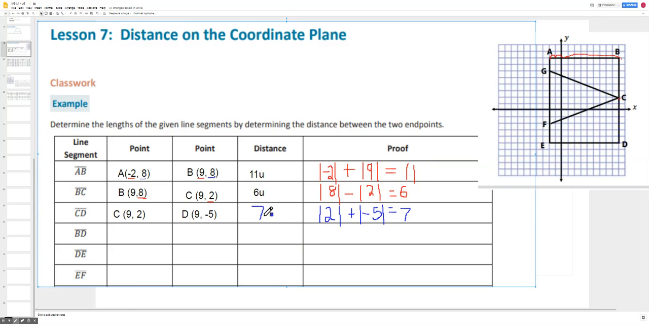Now you're going to fill in the rest of these 3. Take a moment and pause the video. I want you to fill in the points, the distance, and the proof, showing how you would actually solve this, making sure you're using the right symbol, either addition or subtraction. So please pause the video and take care of this. I'm going to stop the video here. The second video will go over the answers to these and move on to the next section.